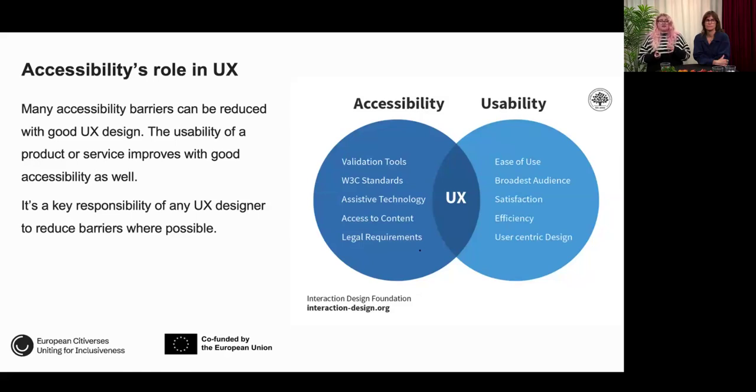This graphic from the Interaction Design Foundation, I think, explains quite well how accessibility and UX interlink, or that UX is at the intersection between usability and accessibility. What I mean by that is that many accessibility barriers can be lowered through good UX design. Things like clear headings, a clear site structure, visual cues on which elements are interactive or not, and use of iconography can be really useful for people with cognitive disabilities or people who have difficulty reading.